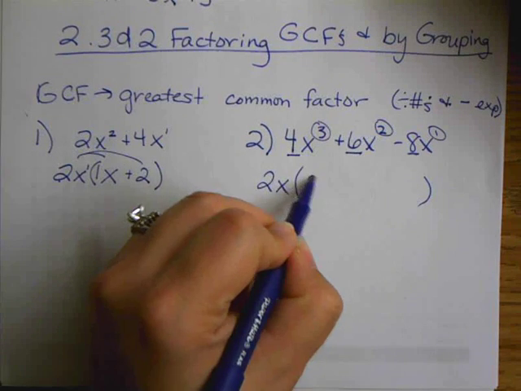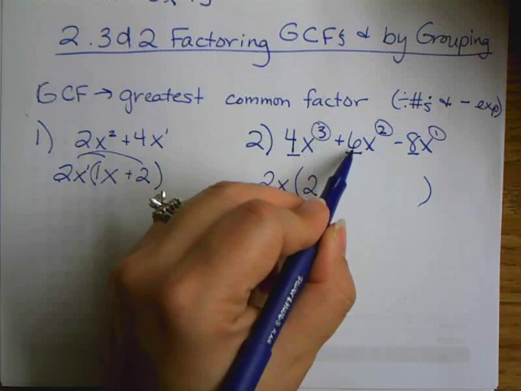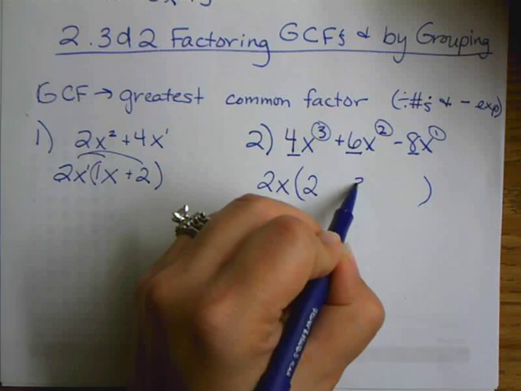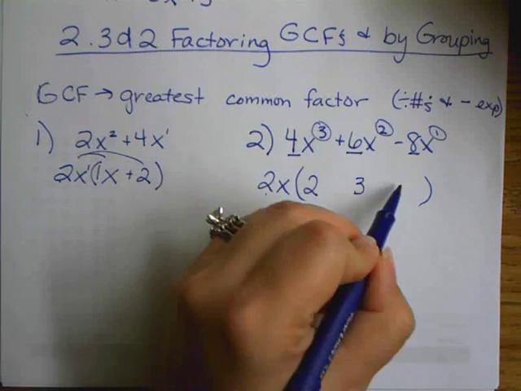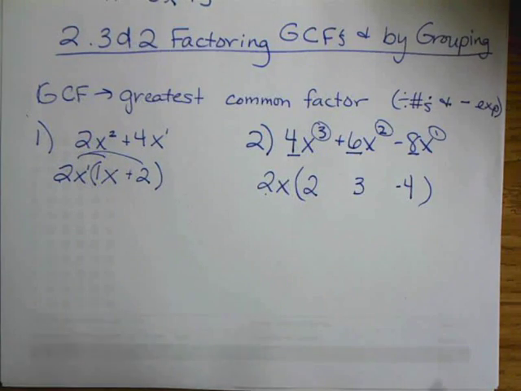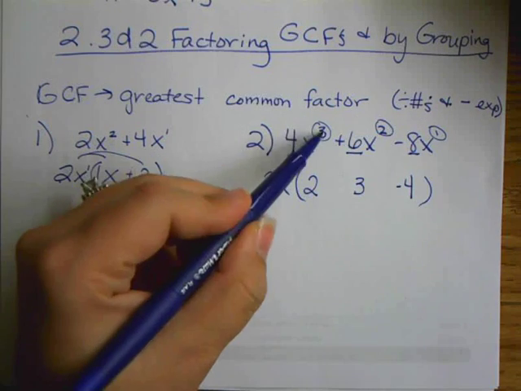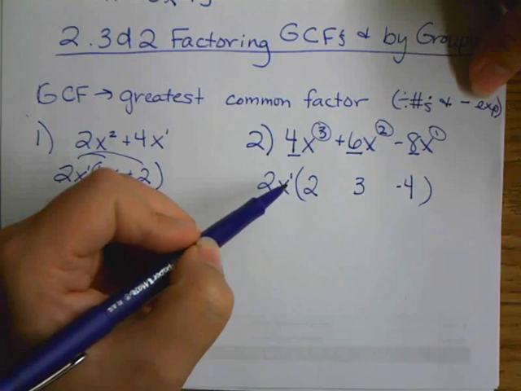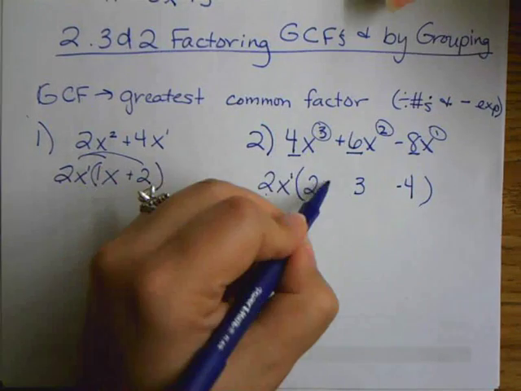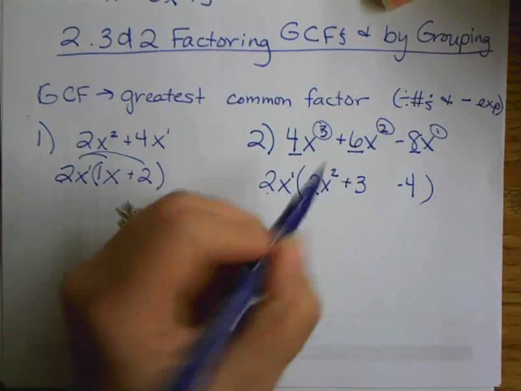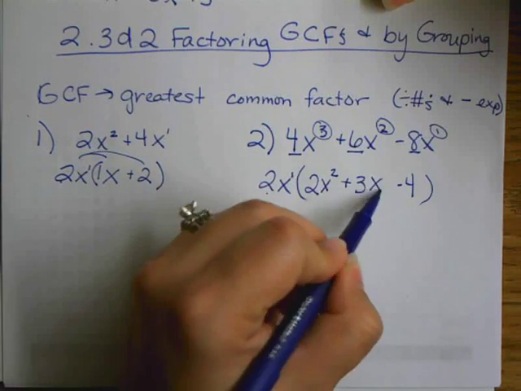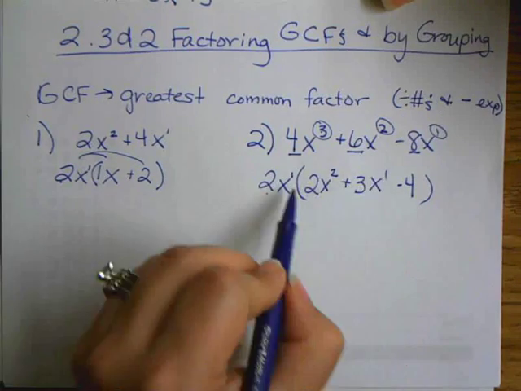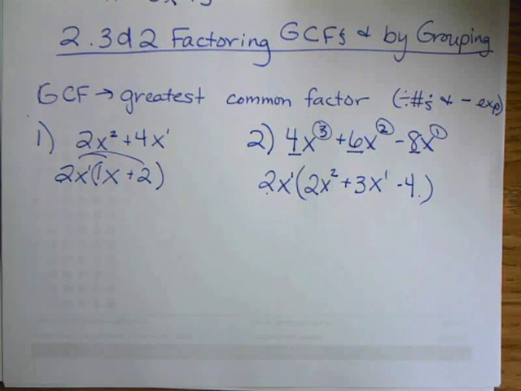4 divided by 2 is 2. I'll do my numbers first. 6 divided by 2 is 3. And negative 8 divided by 2 is negative 4. And now I have 3 minus 1. That was where we divided our numbers. Now we're subtracting our exponents. 3 minus 1 is 2. 2 minus 1 is 1. And 1 minus 1 is 0. So there you go. That's factored.